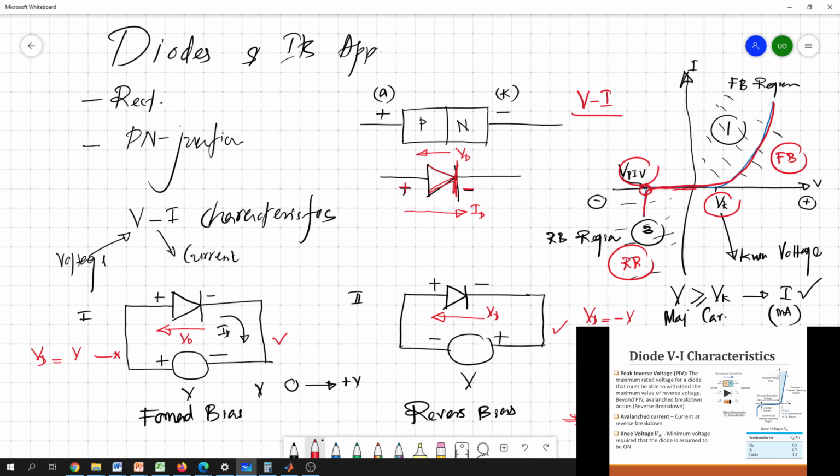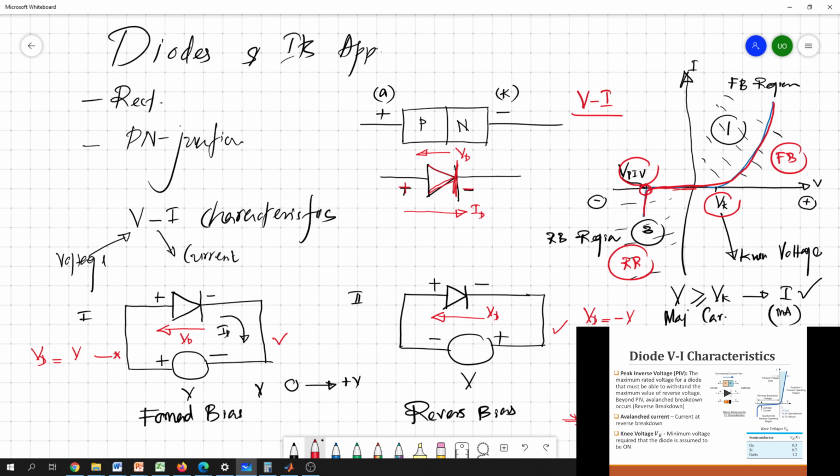So keep in mind, if you want to analyze whether a particular diode is in the forward bias region or reverse bias region, these are the conditions you need to check. If the applied voltage is positive and greater than or equal to Vk, we can simply claim that the diode is in the forward bias region. If the voltage applied across the diode is less than Vk or a negative value, we can simply argue that it is in reverse bias.